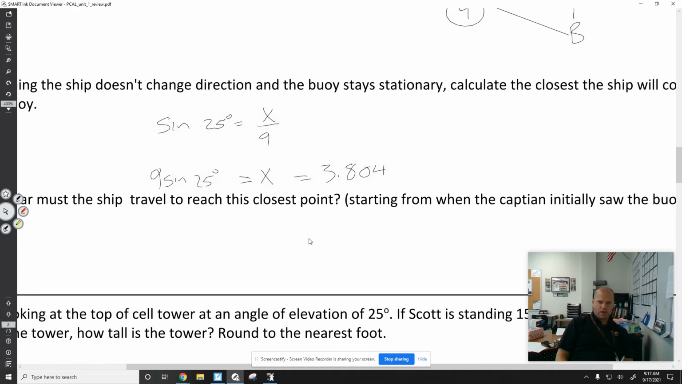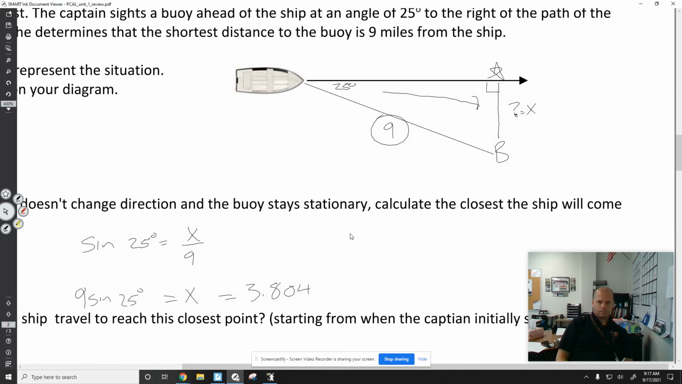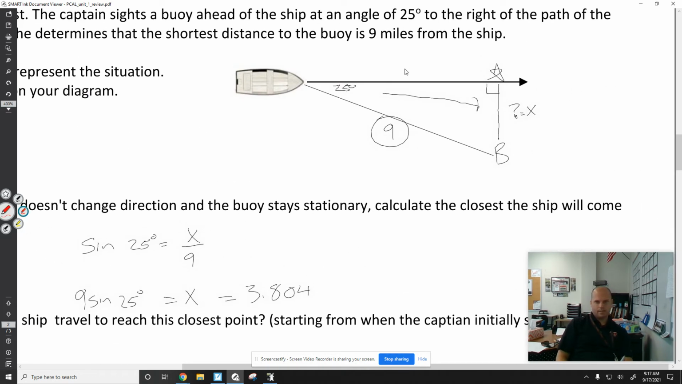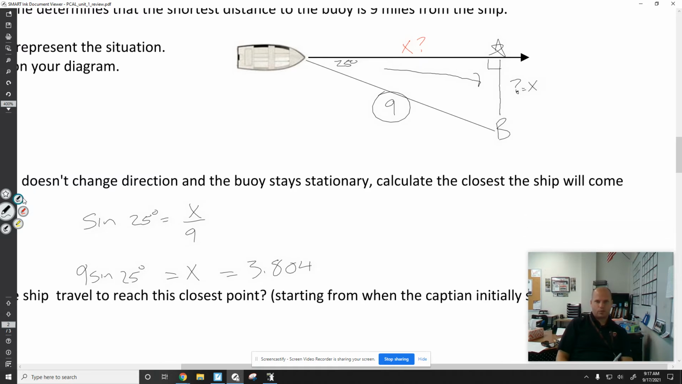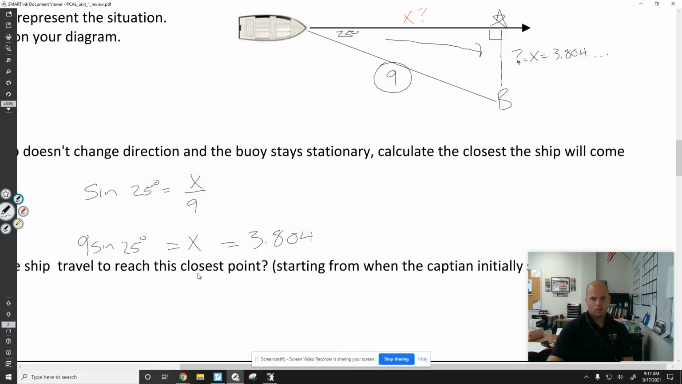How far must the ship travel to reach this closest point? Well, that's this distance. Okay, how much further do you have to travel to get to that point? Well, now that you have this side length, 3.804 dot dot dot, we can find this x distance two different ways. Okay, let's find it two different ways.